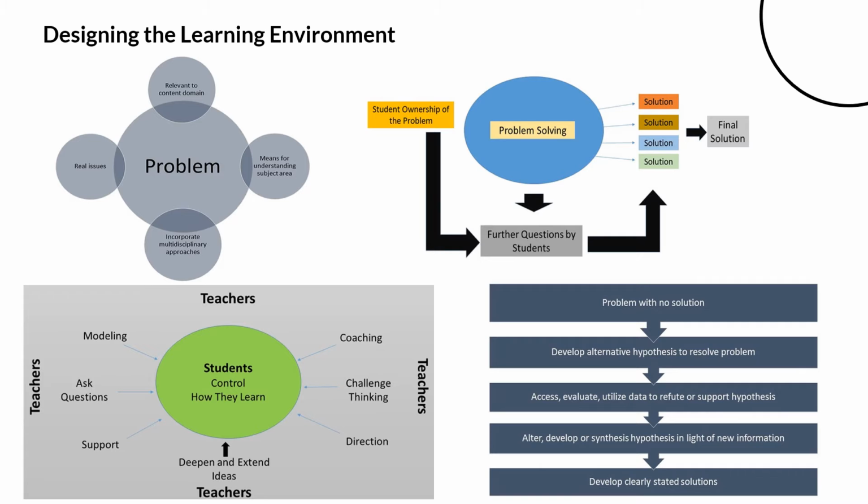The first picture is called problem generation. The graphic means that the problem must address concepts and principles relevant to the content domain, real issues, have means for understanding the subject area, and incorporate a multidisciplinary approach. Assuming the teacher can provide and coordinate needed resources such as additional content or instructional support.